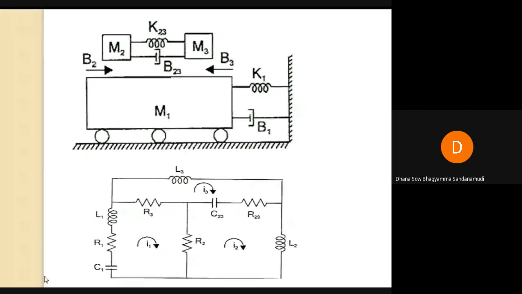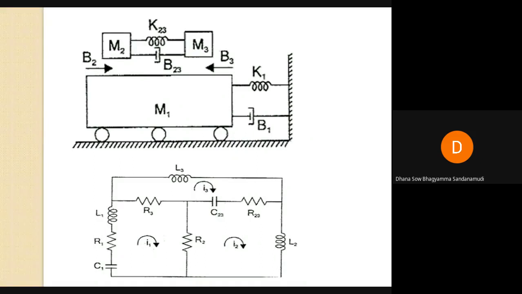I'm erasing all lines. I'm starting with M1. M1 is L, so I have drawn L, and next to M1, K1 is connected. K1 is nothing but 1 by C1, so I can draw C1 and connect it in series. After M1, I can consider B1 is R1. All these three elements, M1, K1, B1, are nothing but L1, R1 and C1, connected in series. So there should be three loops here.